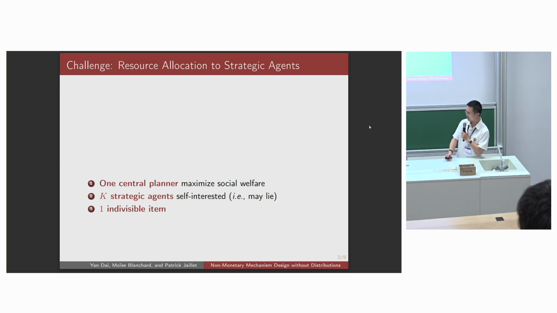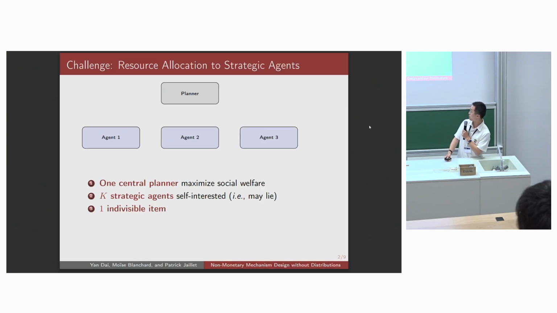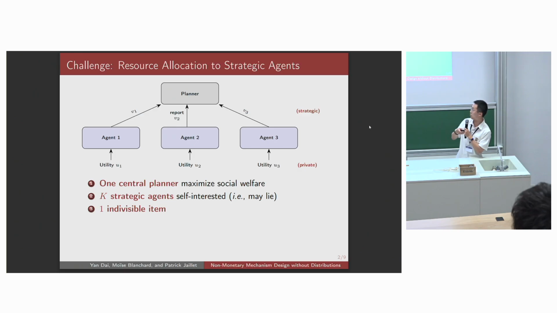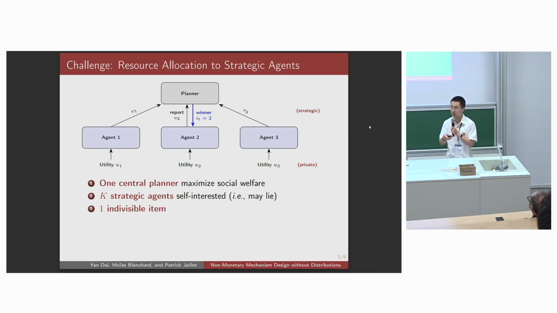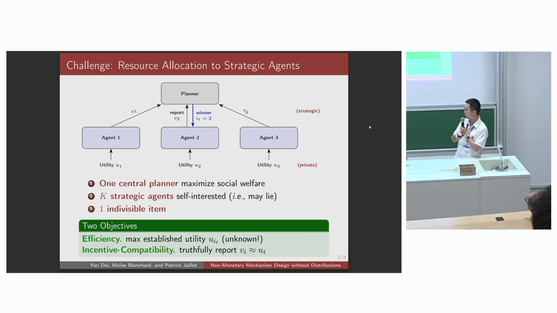So to formalize, we consider the case where there is a planner and a bunch of agents. Every agent privately receives some utility, and it is only available to themselves. What they submit is something we call a report, and we denote it by V to distinguish it from the utility U. This V can be strategic, and the planner can only make the allocation based on these strategic reports. The question for the planner is: how do you ensure two objectives?